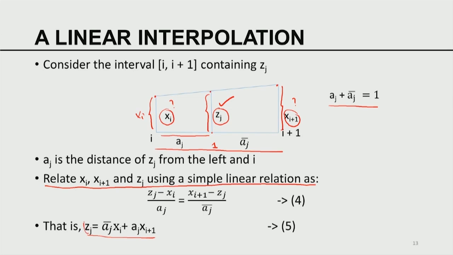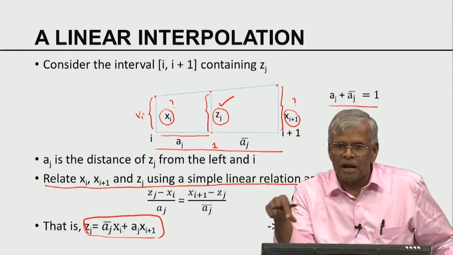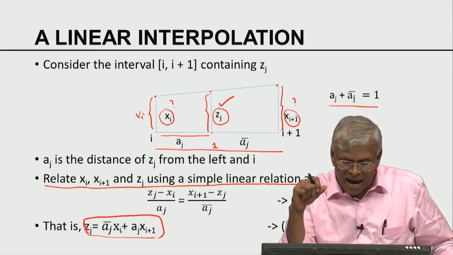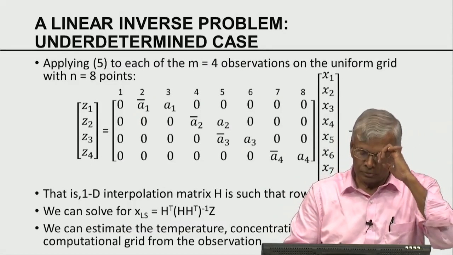This relation connects the unknown to the known. The xi and xi plus 1 are the unknown, zj's are known. They are related by the parameters aj and aj bar. Now, if I can do this for the jth observation, I should be able to do this for every observation. If I did that, I get a matrix.